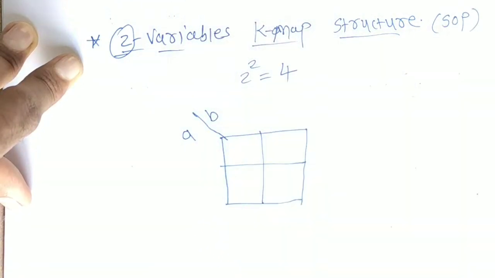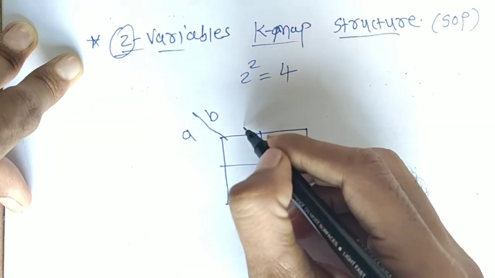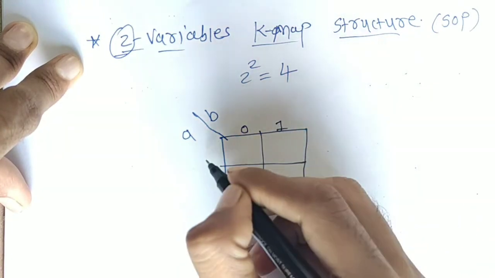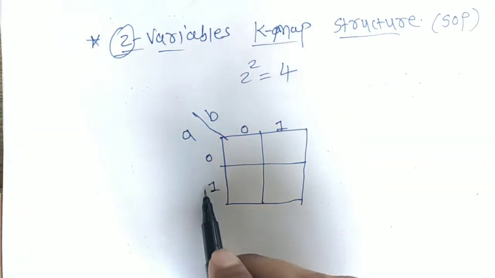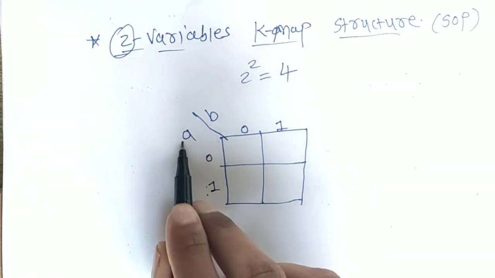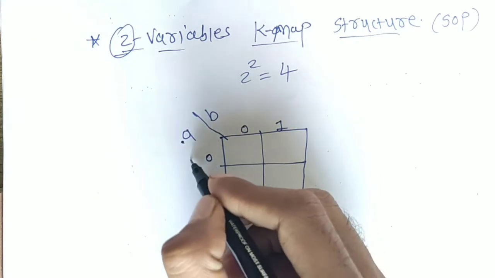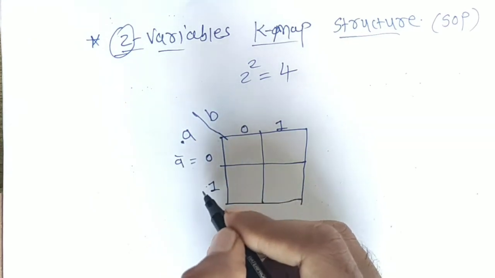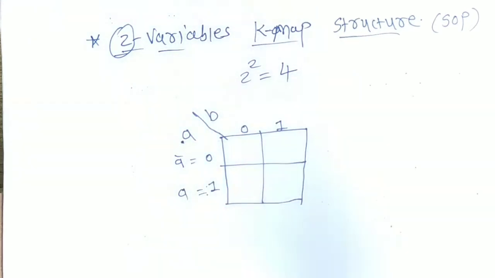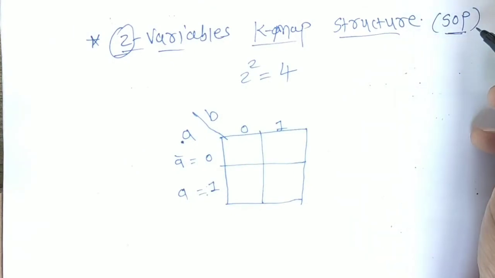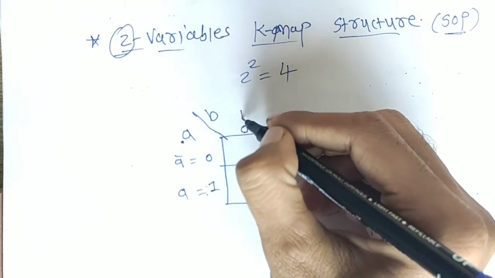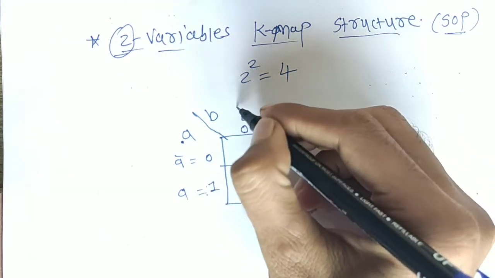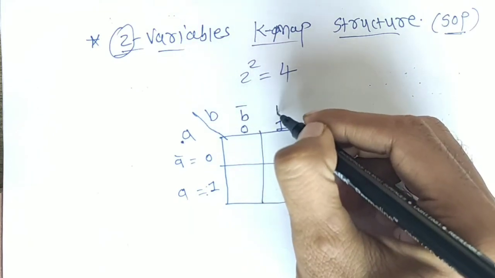A and B, right? So here is the 0, here is the 1, here is the 0, here is the 1, right? This value indicates the value of A, meaning here A is 0, which is indicated with A bar, and here A is 1, which is indicated with A, because we represent this structure in SOP form. Similarly, this is the value of B, so it is represented with B bar, because B is 0, and this is B.